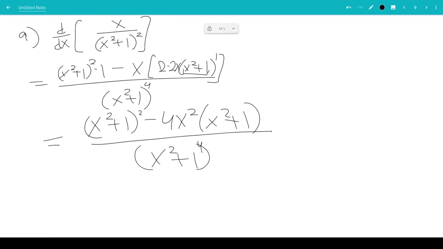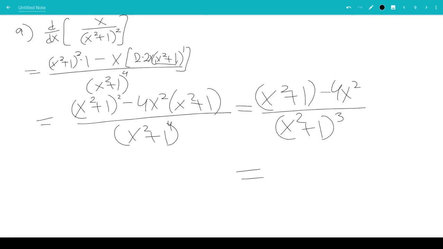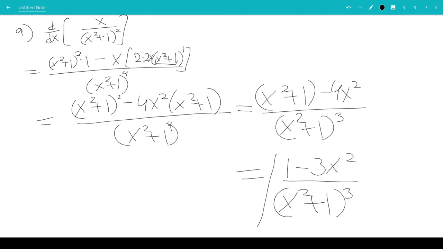And you can divide by x squared plus 1, because that's not equal to 0 ever. So this would be x squared plus 1 minus 4x squared to the 0 power times x squared plus 1 to the 0 power over (x squared plus 1) cubed. So this would be x squared minus 4x squared is negative 3x squared, so it would be 1 minus 3x squared over (x squared plus 1) cubed. And that is the answer to that question.